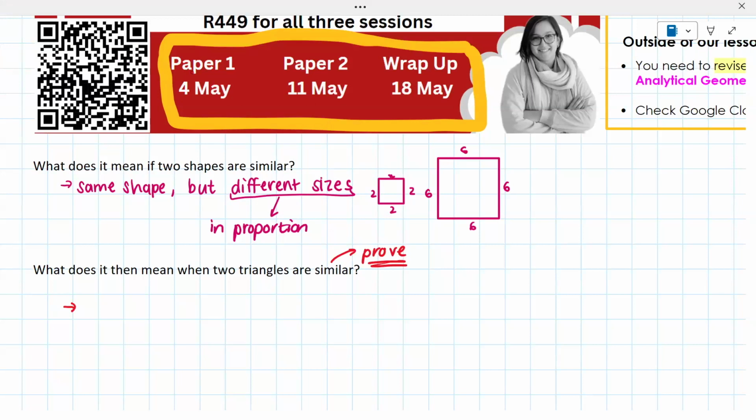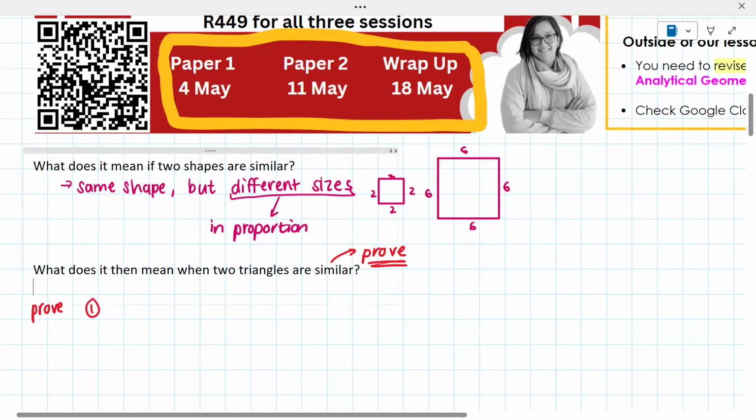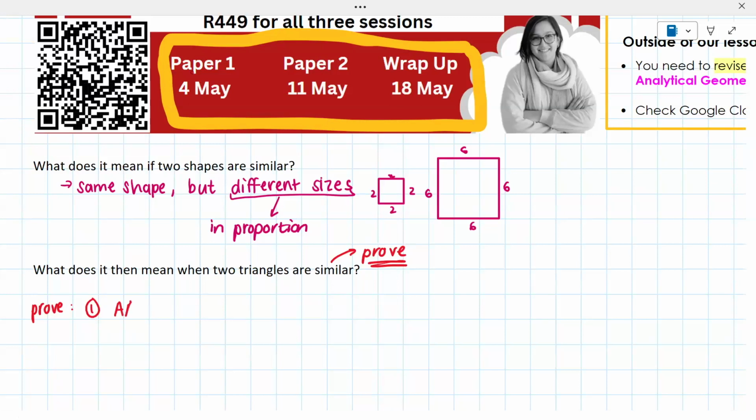So if you want to prove that 2 triangles or more are similar to each other, there are 2 ways to do it. The first way that you can do it is by showing that all corresponding angles are the same. The second way that you can do it is to show that your sides are in proportion. Now, showing that your 3 corresponding angles are the same is the one that is used most often. So for example, let's say you had these 2 triangles here.